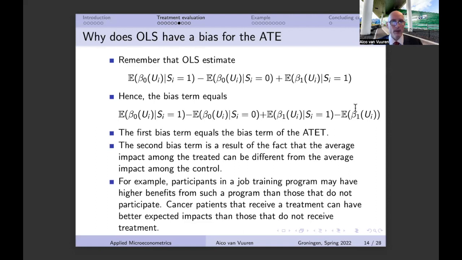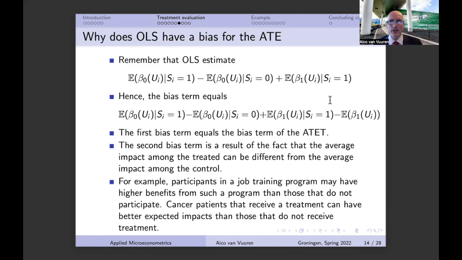Well, it's immediately clear that the first two terms that we have over here were already the bias term of the average treatment effect. So that implies that the total bias of the average treatment effect is going to be equal to the bias of the average treatment effect among the treated. But we have an additional term over here.